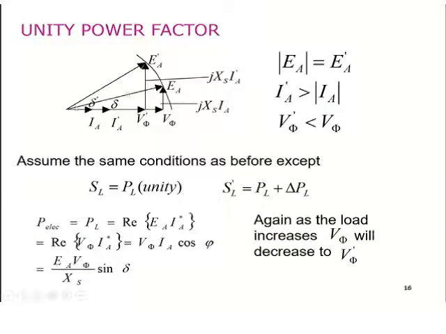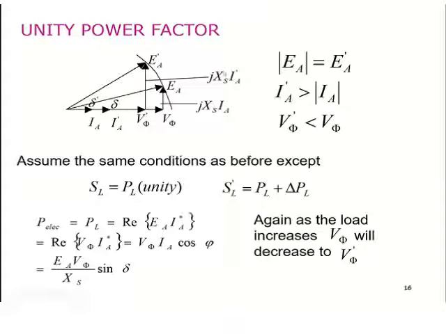So here you can see the voltage and current are in phase. So this is a case of a unity power factor load. The power factor is unity. Initially the current is Ia. Then by applying the load, the current increases from Ia to Ia dash. As a result of it, Ia cos theta increases. The load angle changes from delta to delta dash.